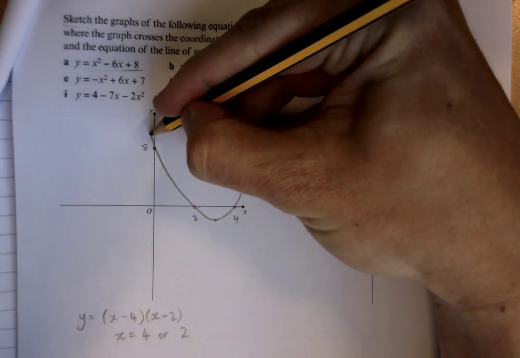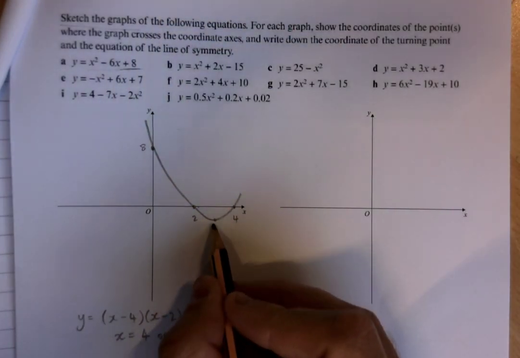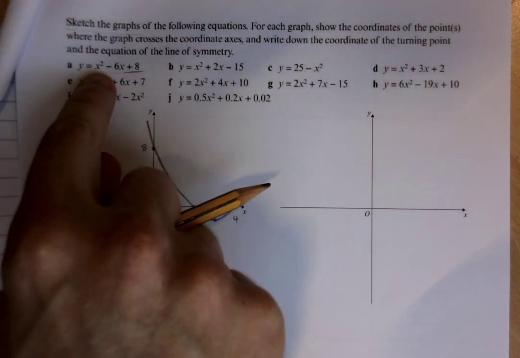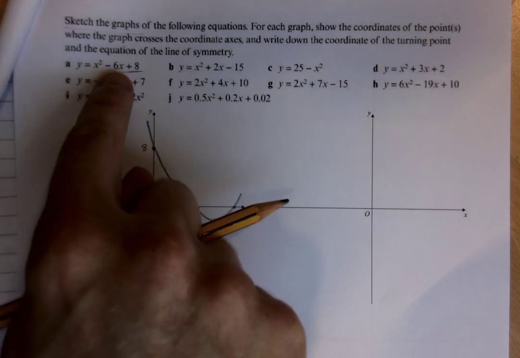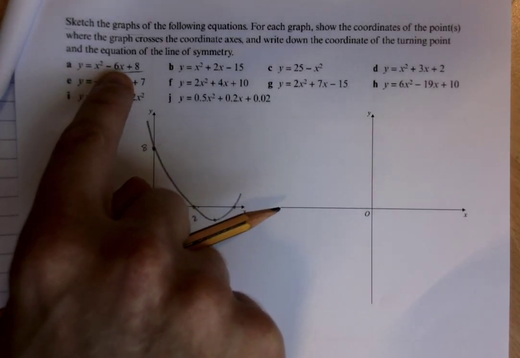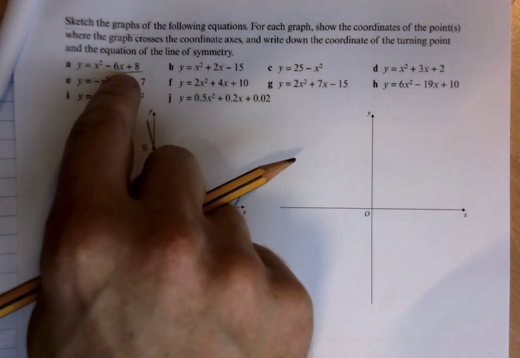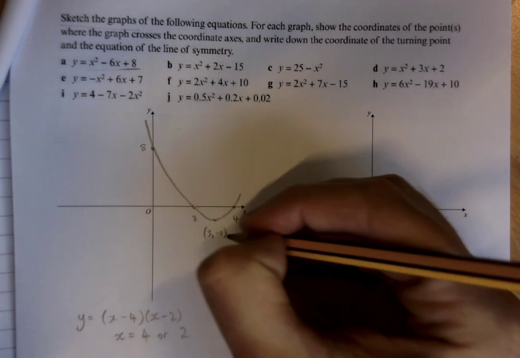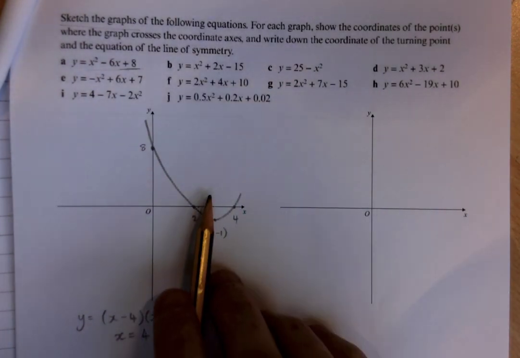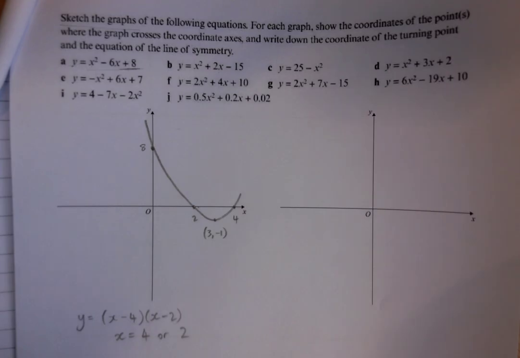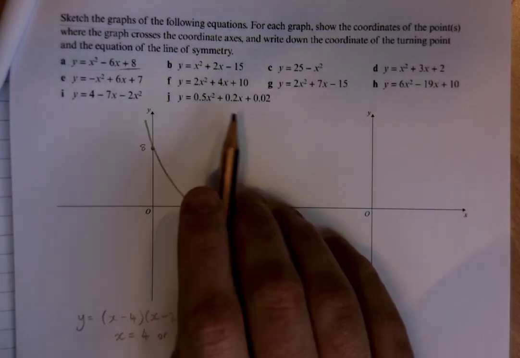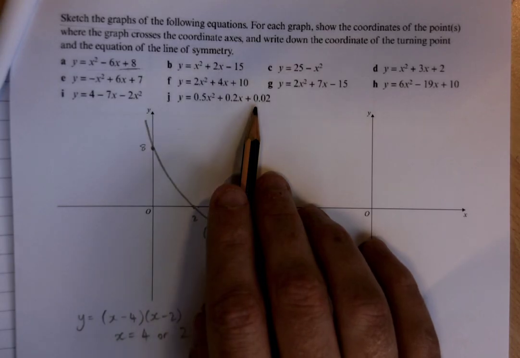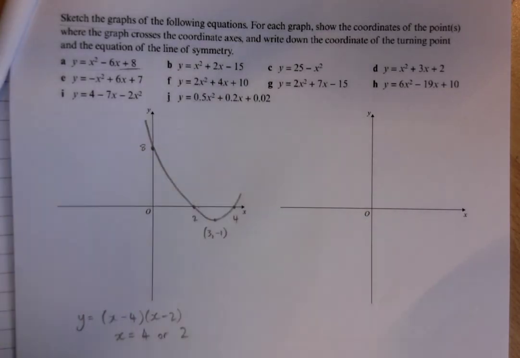Or, if you know that a quadratic is symmetrical around the turning point, then you'll know that the x coordinate's got to be halfway between 2 and 4, which is 3, and then substitute that x coordinate into the original equation and you'll get 3 squared minus 6 threes, so that's 9, take away 18, minus 9 plus 8 is minus 1. So that should be (3, minus 1). A couple of ways of doing that, either completing the square or using the fact that it is symmetrical.